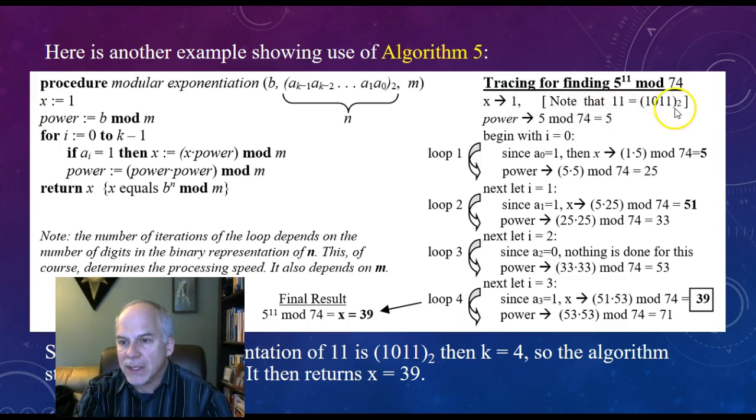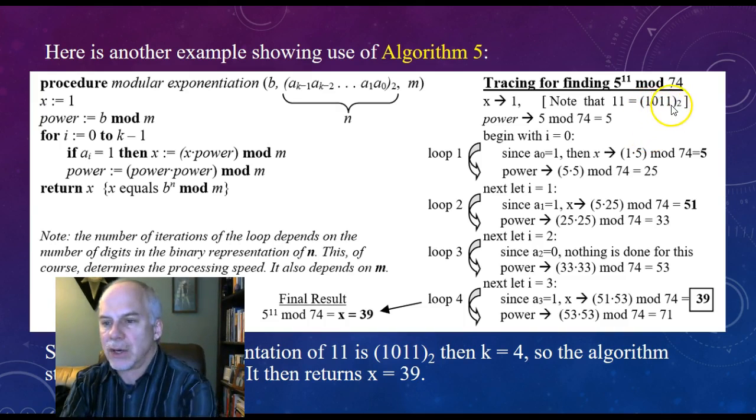Now, 11 is 1011 in base 2. So that's going to be our a0, starting from the right side. a0 will be 1. a1 will be 1. a2 will be 0. And a3 will be 1. So those are the a's, right? Starting from the right side.